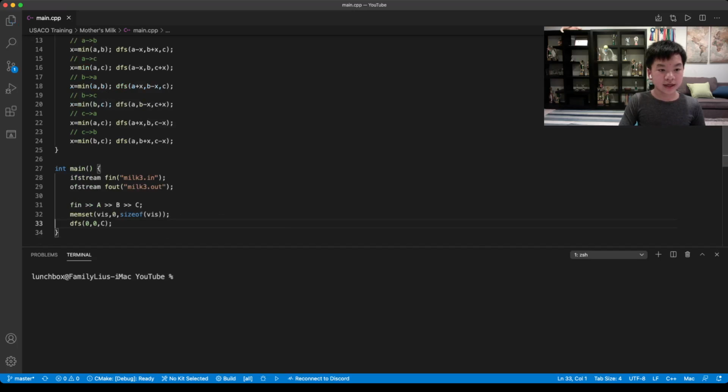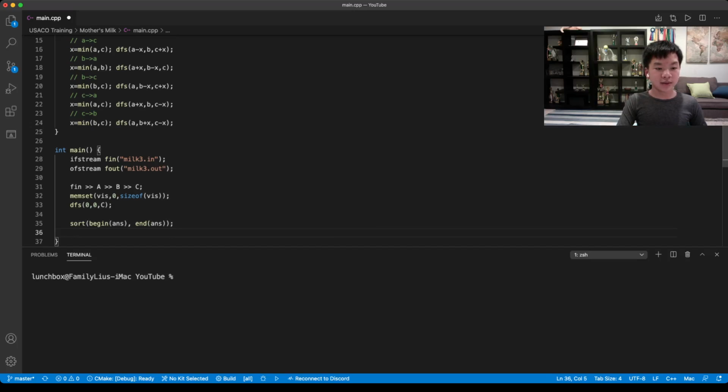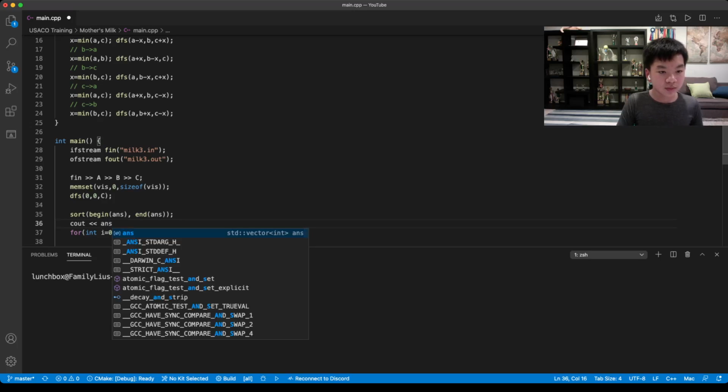Okay, so now at the end we just need to sort our vector. Okay, so then after this we just need to print our answer. Basically we can do it like this. We need to loop through each element. Or we can actually first print the first element. So we can print answer of 0.